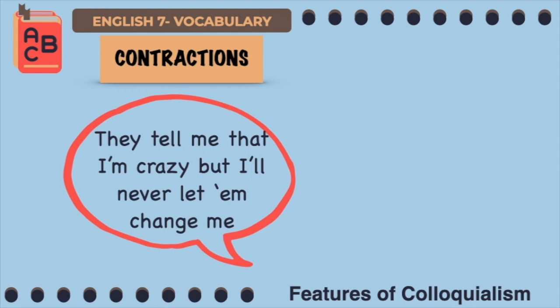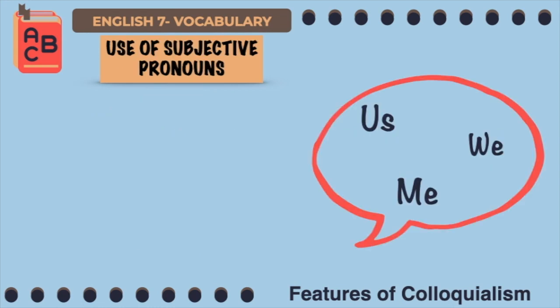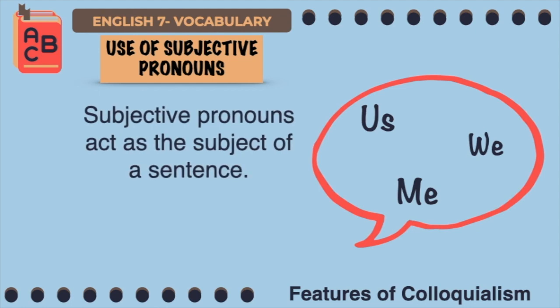Another example sentence. They tell me that I'm crazy, but I'll never let them change me. In this sentence, the contractions are the words I'm, I'll, and 'em. I'm is a contraction of I am, I'll is a contraction of I will, and 'em is a contraction of them. Another feature of colloquialism is the use of subjective pronouns. Subjective pronouns act as the subject of a sentence and perform the action of the verb. Us, we, me are examples of subjective pronouns.